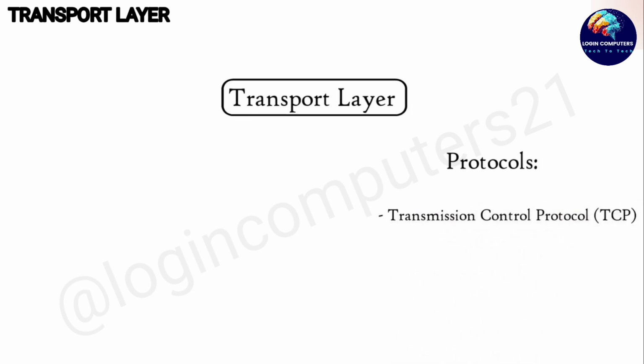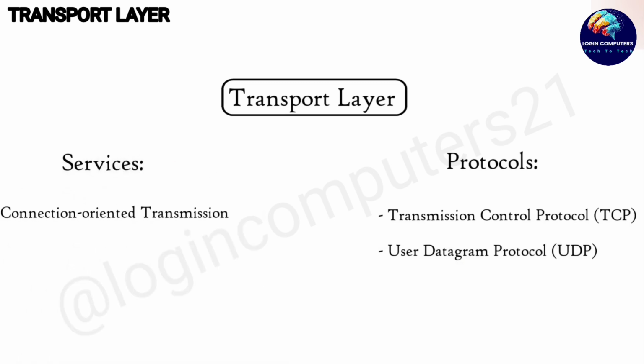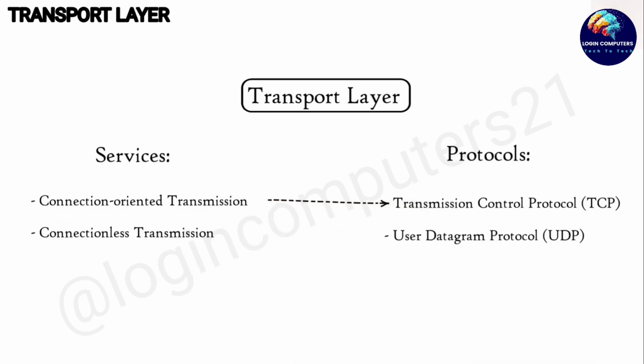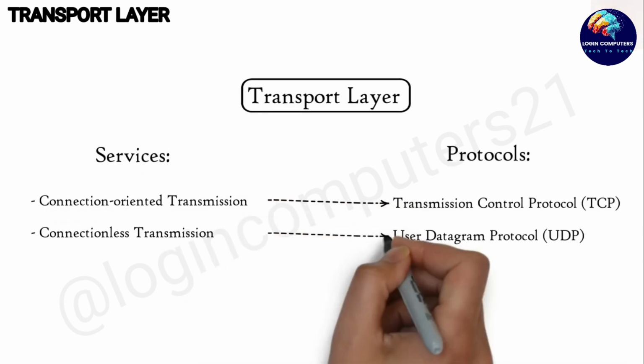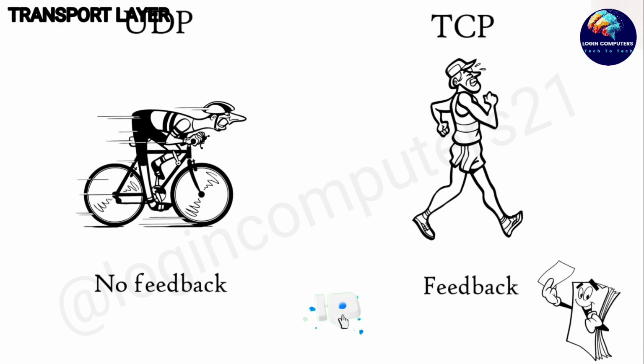Protocols of transport layer are transmission control protocol and user datagram protocol. Transport layer provides two types of services: connection oriented transmission and connectionless transmission. Connection oriented transmission is done via TCP, while connectionless transmission is done via UDP. UDP is faster than TCP because it does not provide any feedback whether data was really delivered, whereas TCP provides feedback, therefore data can be retransmitted in TCP.